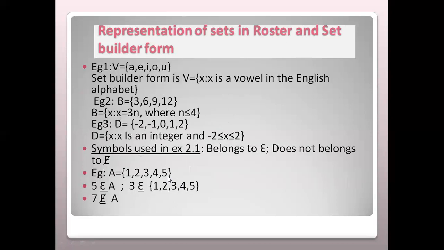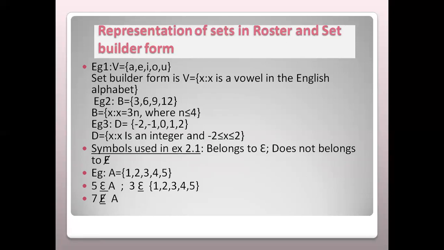Now the first one. The question given here is V is equal to A, E, I, O, U. You know what A, E, I, O, U are: these are the vowels of the English alphabet. So V is equal to A, E, I, O, U is in roster form, and we are now converting it into set builder form. That is, V is equal to X. These A, E, I, O, U are some elements, so instead of saying some elements, we use the variable X, and the colon represents 'such that'. So X is such that X is a vowel in the English alphabet. This is the general format for the vowels A, E, I, O, U. So this is called the set builder form.